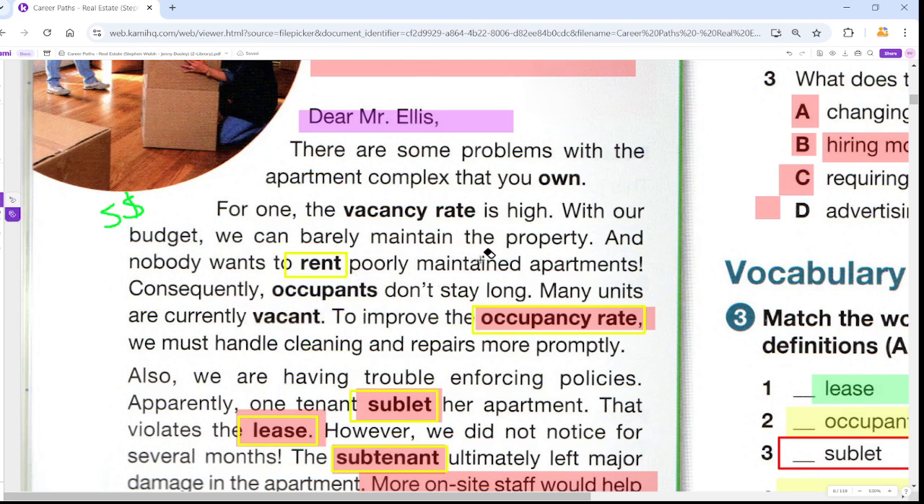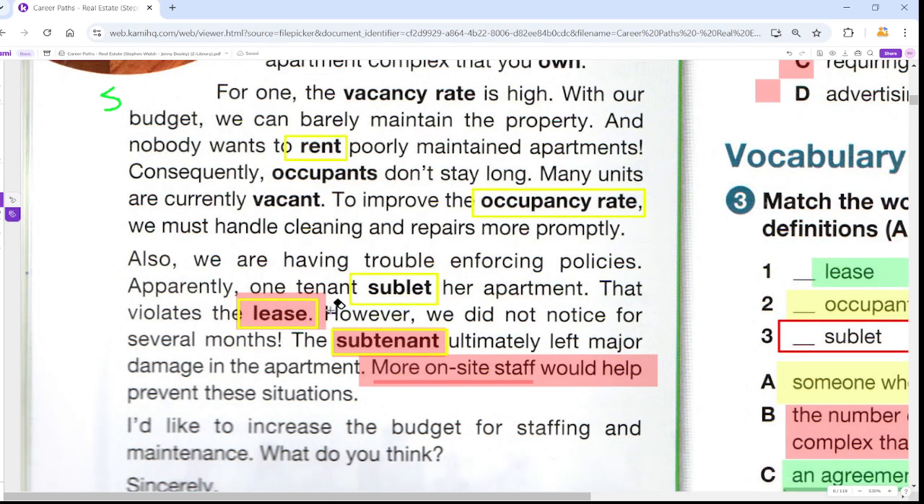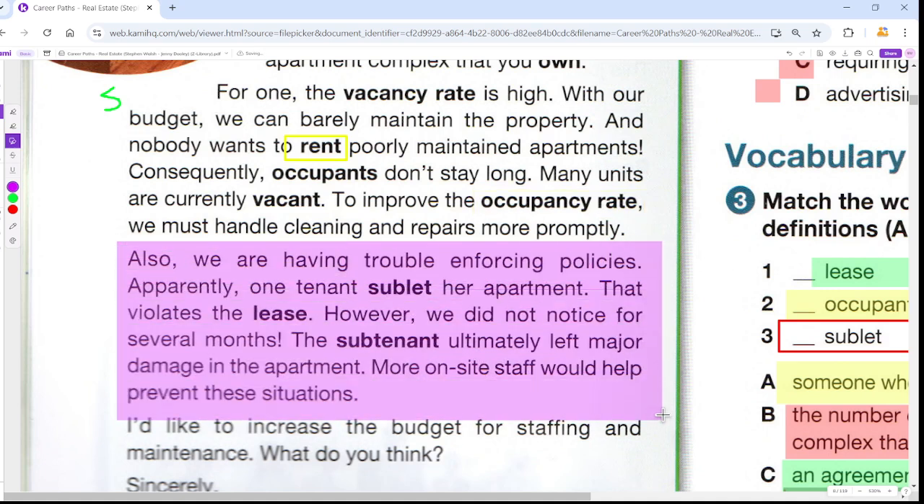To improve the occupancy rate, we must handle cleaning and repairs more promptly. Also, we are having trouble enforcing policies. Apparently, one tenant sublet her apartment. That violates the lease. However, we did not notice for several months. The subtenant ultimately left major damage in the apartment. More on-site staff would help prevent these situations.